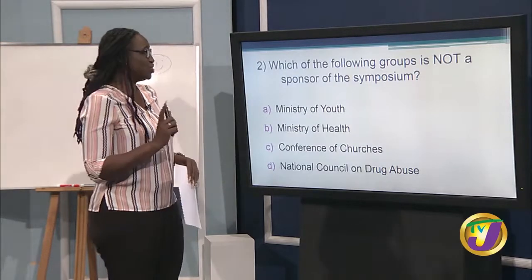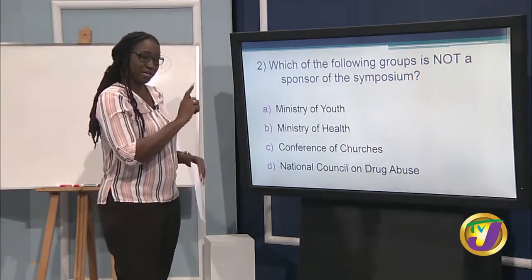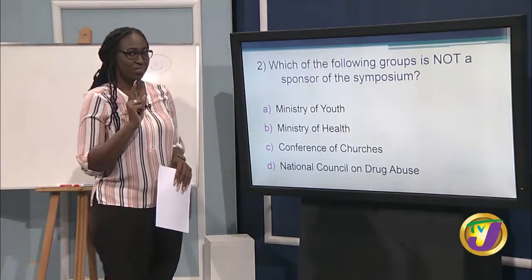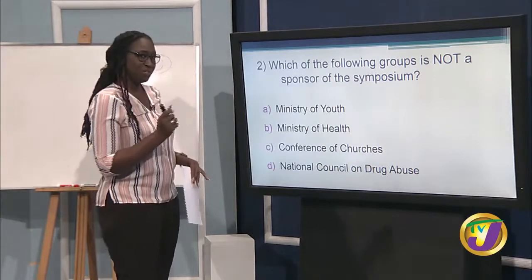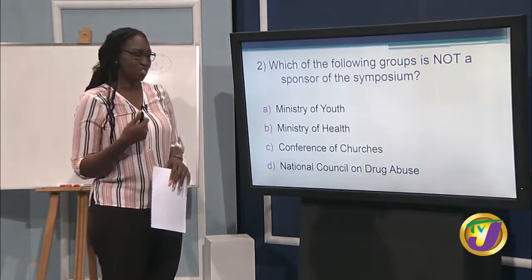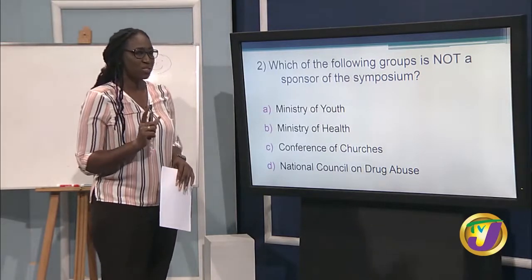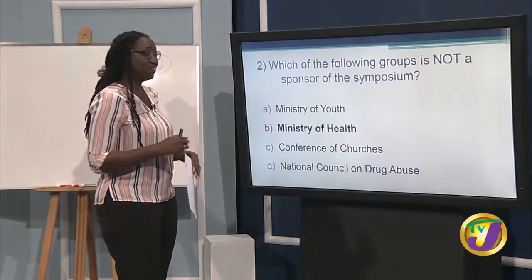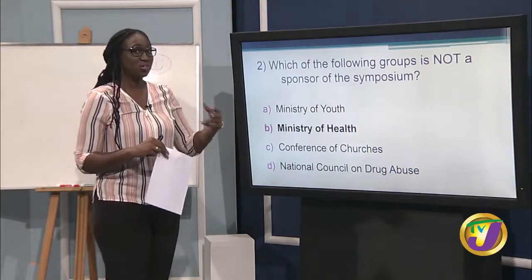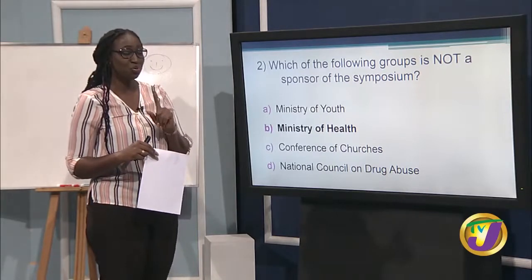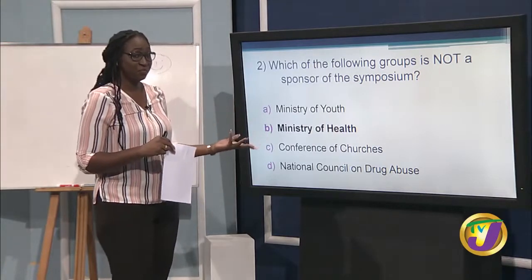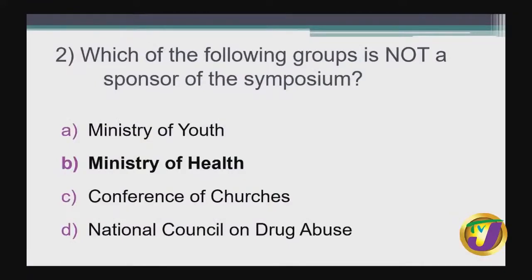Which of the following groups is not a sponsor of the symposium? And they made sure to put that in all caps so you wouldn't get it confused. Which of these four options was not listed among the sponsors? Ministry of Youth, Ministry of Health, Conference of Churches, or the National Council on Drug Abuse? Do you remember which one wasn't there? You should. And it's quite ironic too, and this is why it doesn't pay to guess. Because if you guessed, you would never have guessed that the Ministry of Health was not a sponsor in such a case as this. So you really had to make sure you read, because you would by default say it is about adolescent health. So of course the Ministry of Health is involved, but they were not. So you have to be careful. That's why you need to read the prompts you're given.